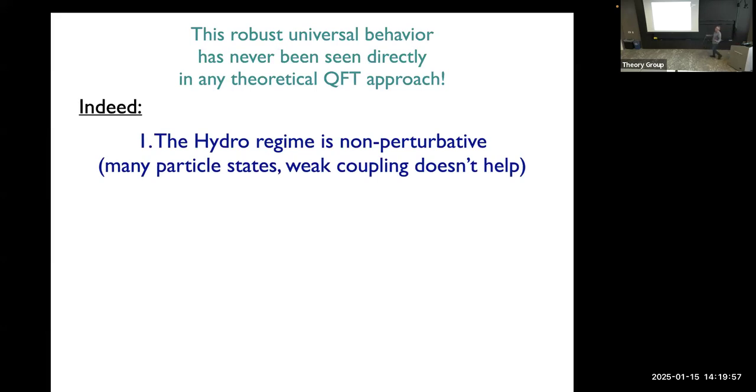The hydrodynamic regime happens when you have many, many particles in this very complicated high energy state, and they are transporting energy in some coherent way. So even if the system is weakly coupled, because you have so many particles, it doesn't matter how weakly coupled it is. QED still has hydrodynamics, even though the coupling is 1/137.